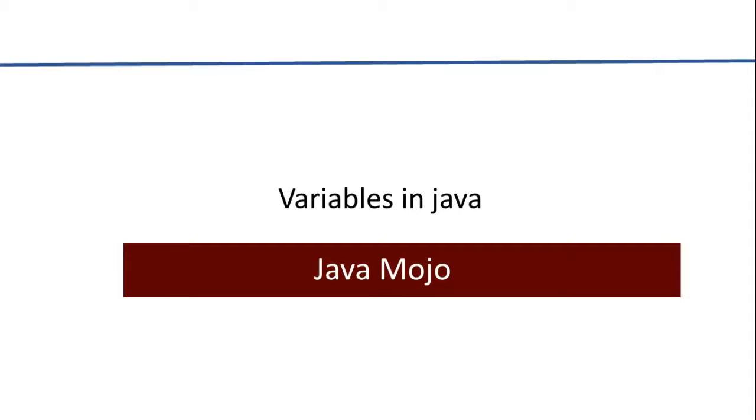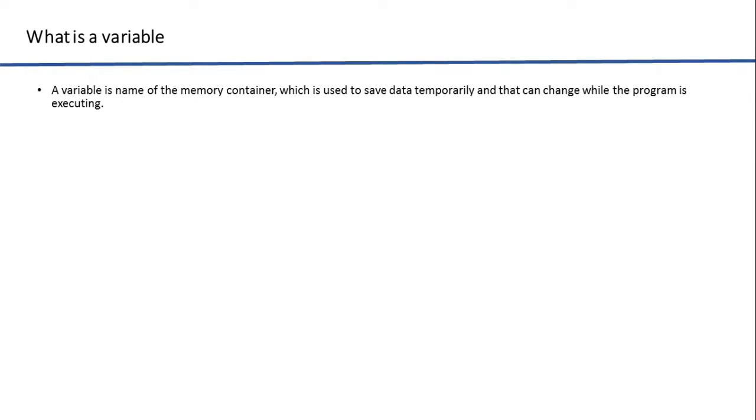In this video, I am going to explain what a variable is and how to declare and assign values to variables. Let's start our discussion with what a variable is. A variable can be defined as the name of a memory location which holds data for our program. The data in this memory container can be read or modified by our program.